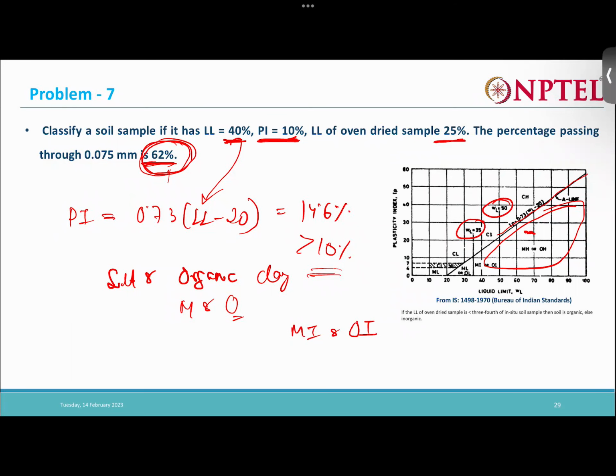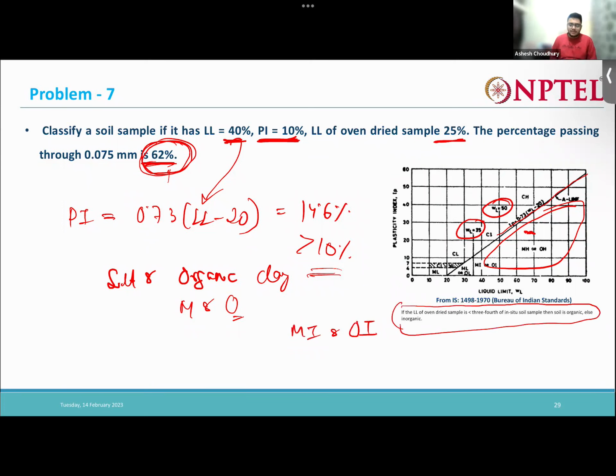OI. Correct. Now see, I have given here one note. If the liquid limit of the oven-dried sample is less than 3/4 of the liquid limit of the in situ soil sample, then the soil is organic, else it is inorganic. That means you take the soil from the site and do the liquid limit test on it, or else you take it from the site, dry the soil, and after drying you do the liquid limit test. If they give different results, and the oven-dried sample's liquid limit is less than 3/4 of the in situ liquid limit, then the soil is organic.